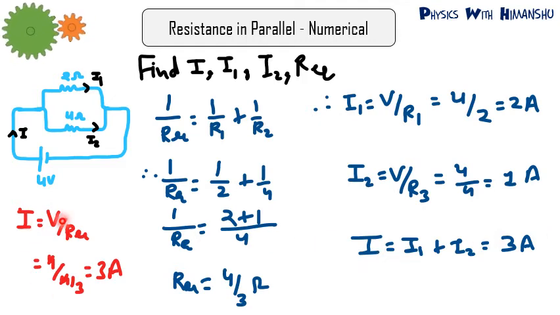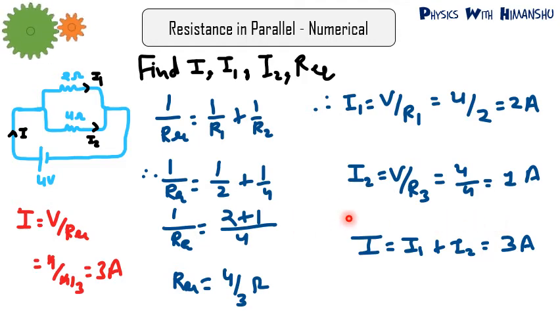Now I is equal to V by R equivalent. We can again calculate I using another method. I is also equal to V by R equivalent. So 4 upon 4 by 3, the answer will be 3 ampere. So if we see, this 3 ampere and this 3 ampere are basically the same. So you can find out the current using two methods as given in this question.